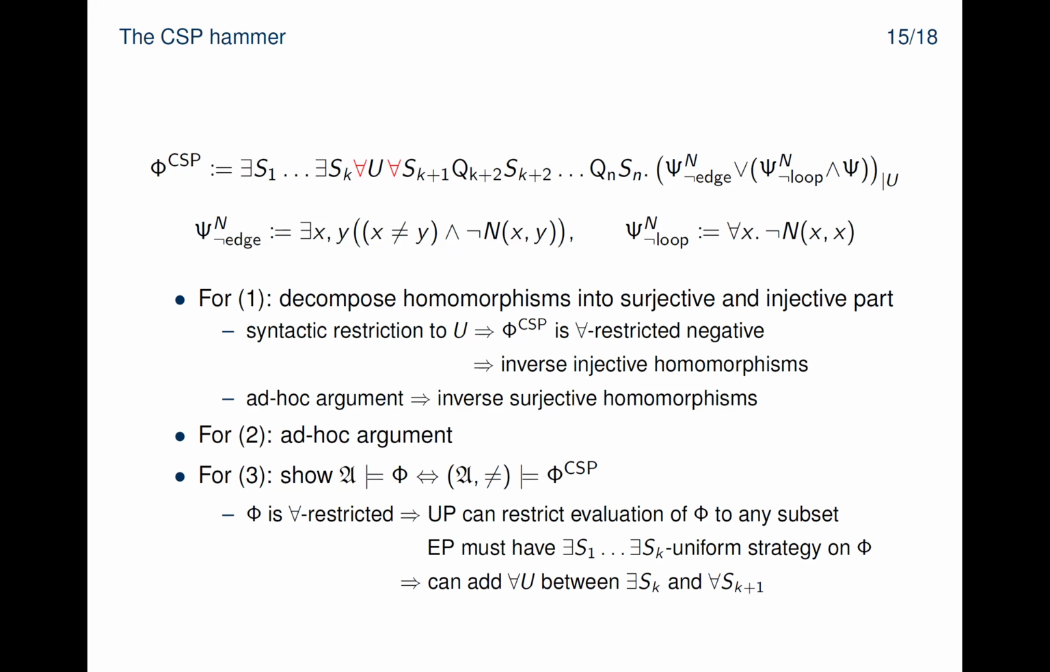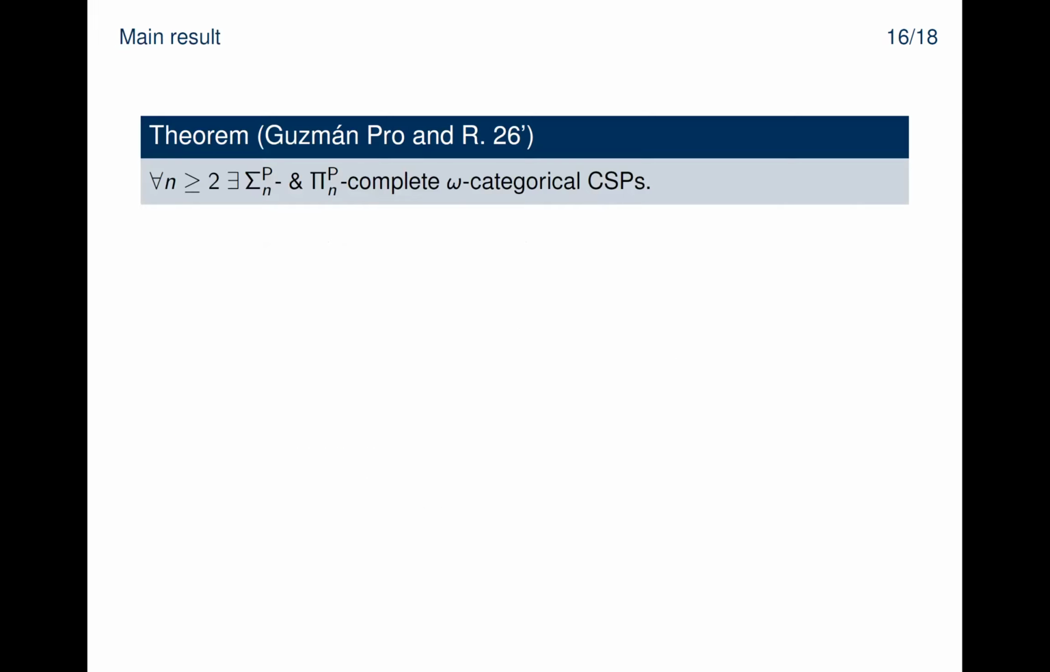But it's important that we have this Forel restrictedness condition because it allows us to actually push this quantification over U through the first part of the existential prefix, and this means that in the end, this sentence phi CSP will have the same second order prefix as the sentence phi that we started with. And now using this preservation lemma, this conceptual part and the ad hoc construction, we can prove our result.